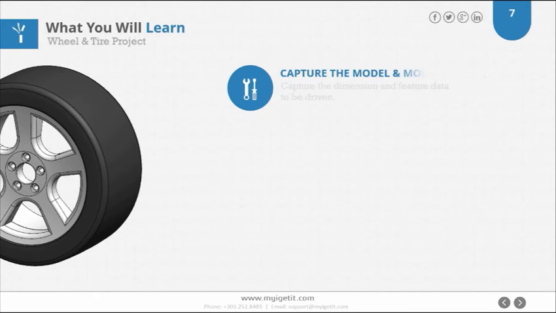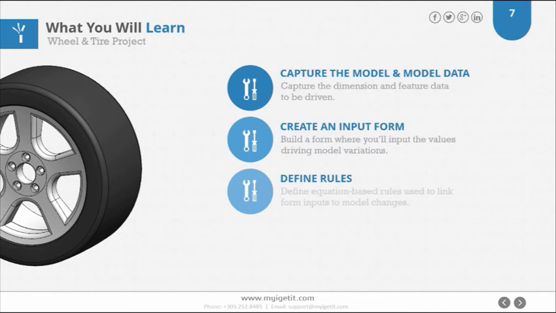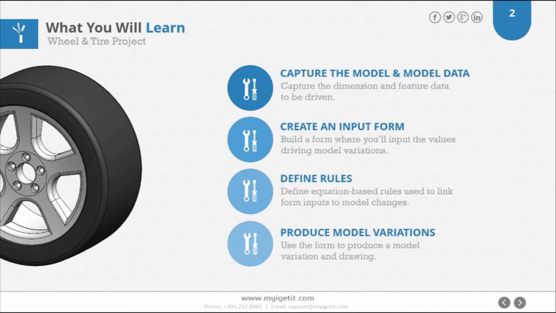The things we're going to go over today. First, we're going to capture the model and the model data. These are the dimensions and features in the model that are actually driven by the values that you input in the form. Next, we'll go ahead and create the input form. This is basically where you define the values that are input by the customer or the tech or what have it. And then we're going to define the rules.